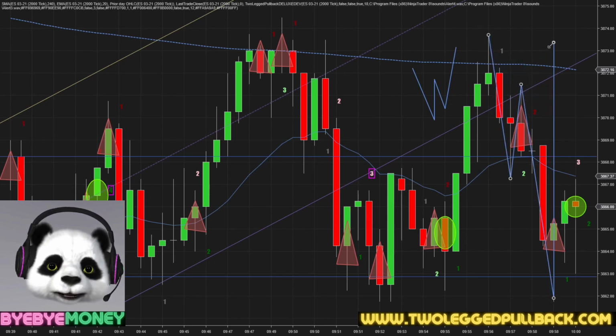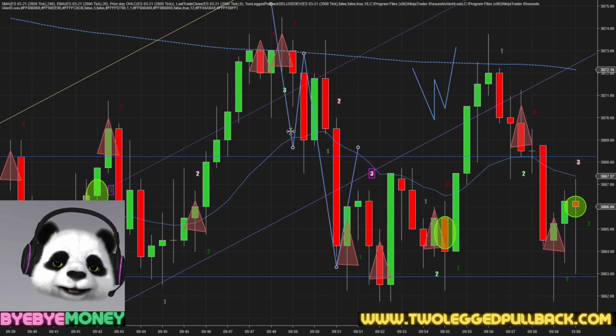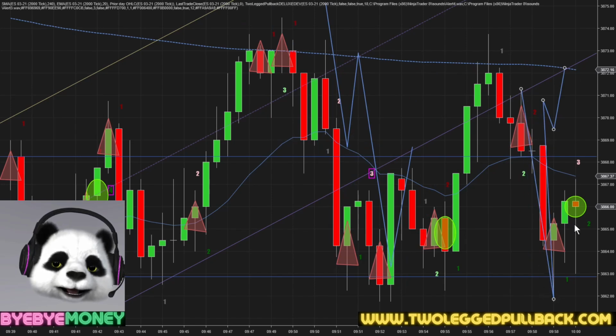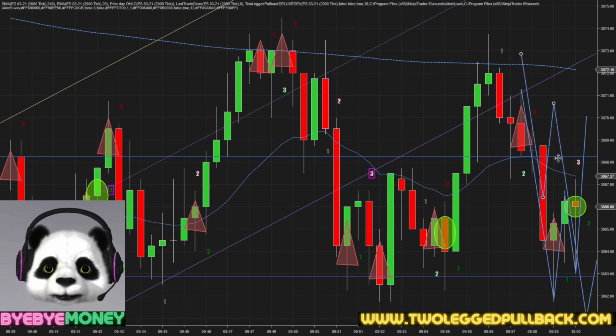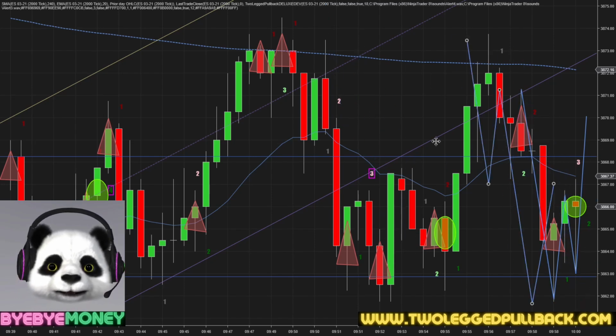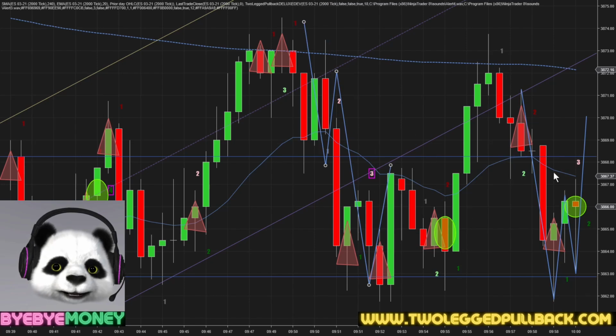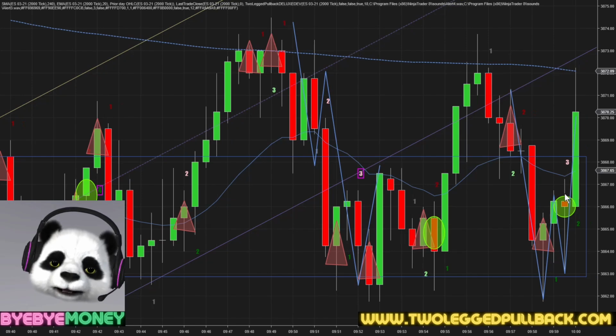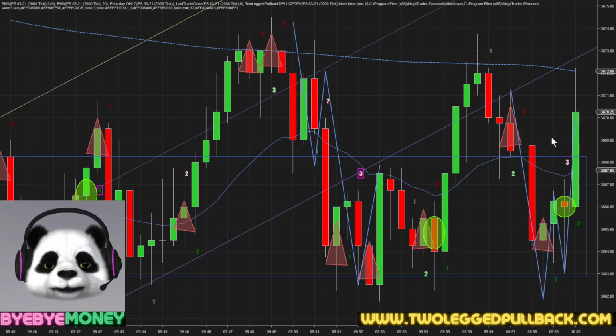Two-legged pullback, good enough for a scalp. Actually right here, good enough for a scalp. What we want is the second variation, which comes after it. We start here, and we have a higher low this time, and so we are interested in the higher low here. So the classical one's right here, the variation is right here. So we'll see if we'll make a point here. Boom, we're able to make a point, more than a point. You probably could scalp out or have a runner here.